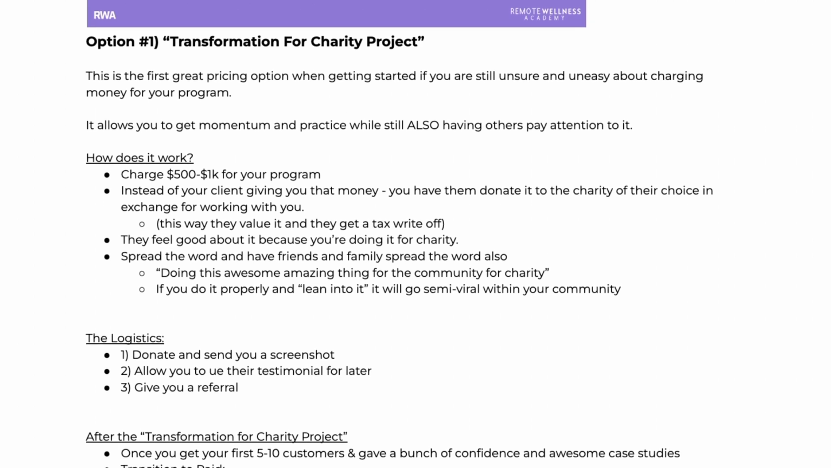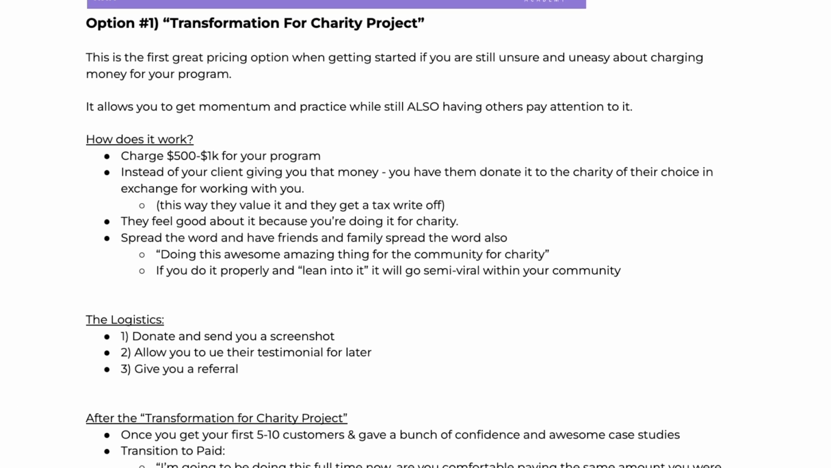How does this work? You're still going to charge $500, $1,000, $1,200 for your program. However, instead of your client or student giving you that money, you have them donate it to a charity of their choice in exchange for working with you in your transformation program. That way they value the program, because those who pay attention, and they get that tax write-off. So they feel good that they're doing it for charity, you feel good that you're helping them, and you're getting experience.